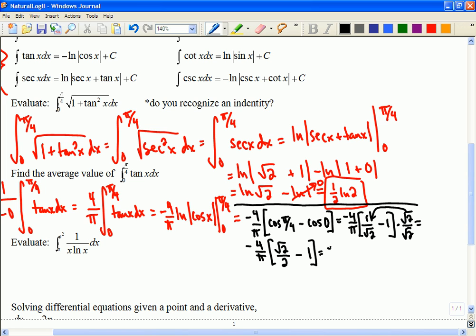If I make a common denominator, then I'll have root 2 minus 2 over 2. And that means I can simplify this out a little bit. I get negative 2 over pi times root 2 minus 2. And that should be good enough for our answer.